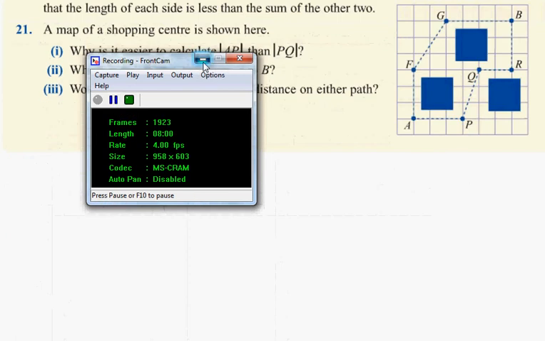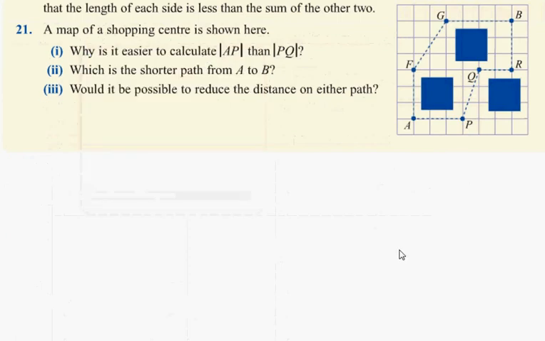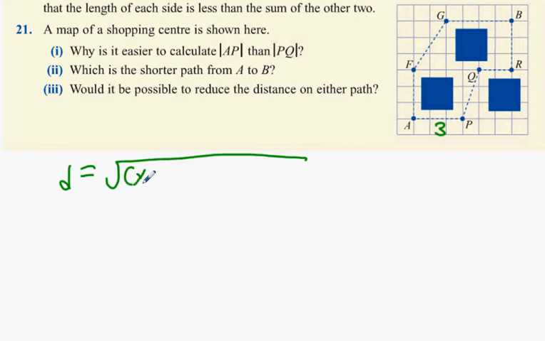Now, this one here, guys, a map of a shopping centre is shown here. Why is it easier to calculate AP than PQ? Well, if we look at AP, it's just 3 blocks to the right, so it's a length of 3. However, PQ is a diagonal, so because PQ is diagonal, we'd have to use the distance formula, which is considered more difficult than counting squares right or left or up and down. Does that make sense?